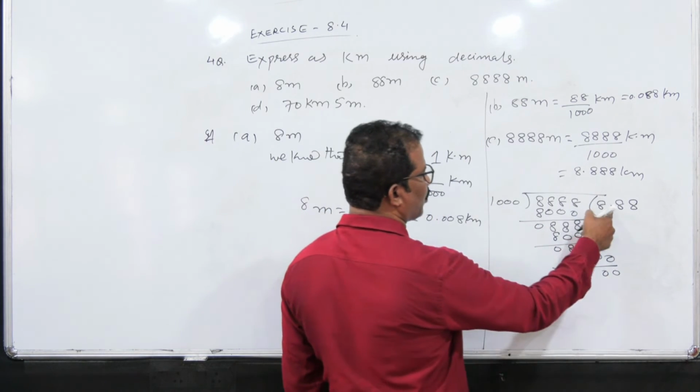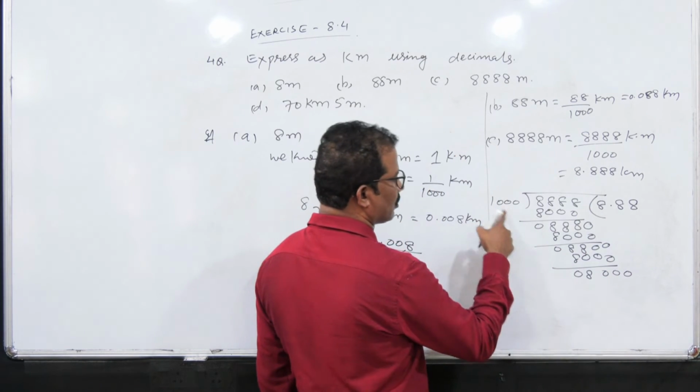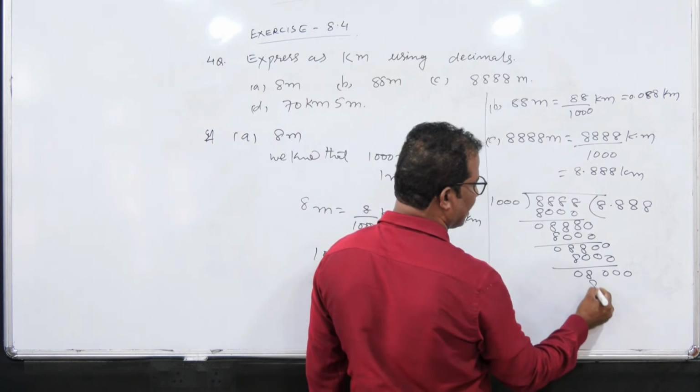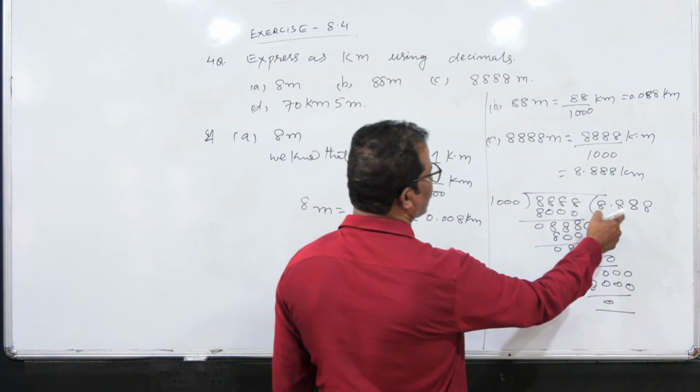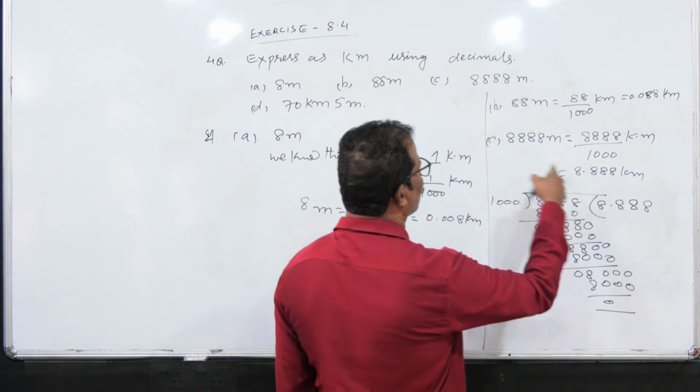800 remains here. For this point, one more 0 we can add here. 1000 how much are? 1000 times 8 is 8000. So finally we got 0 here as a remainder. How much did we get here? 8.888.